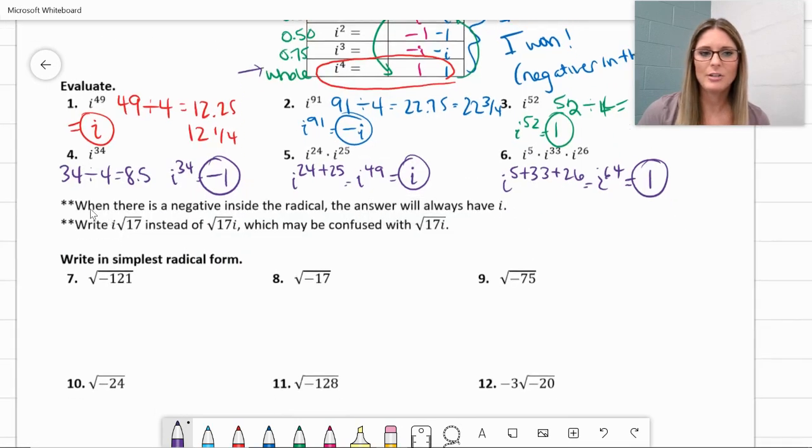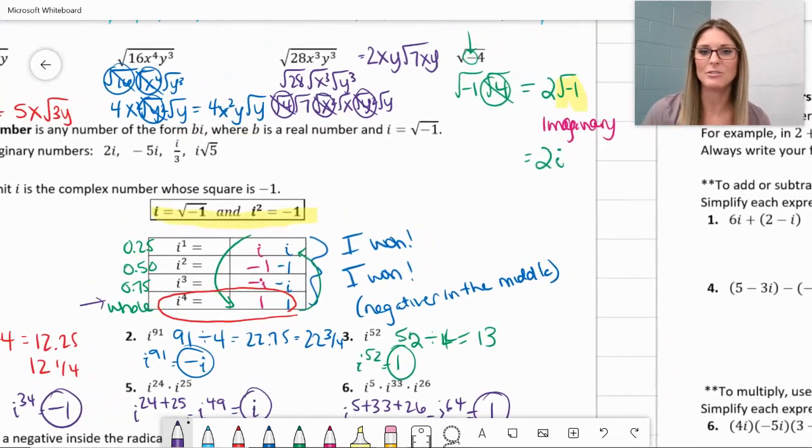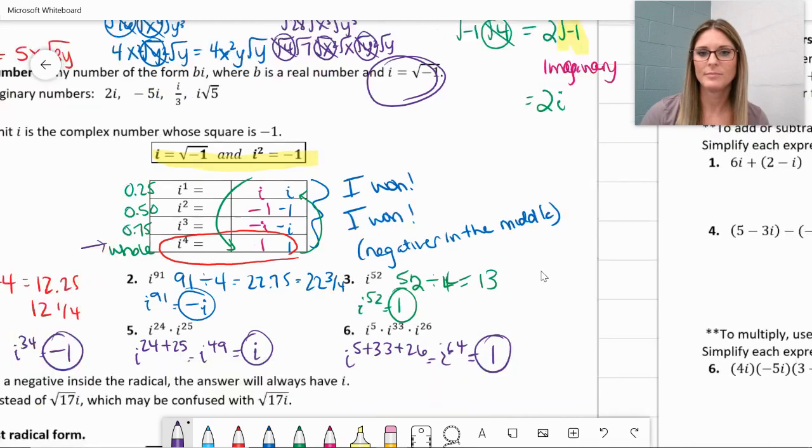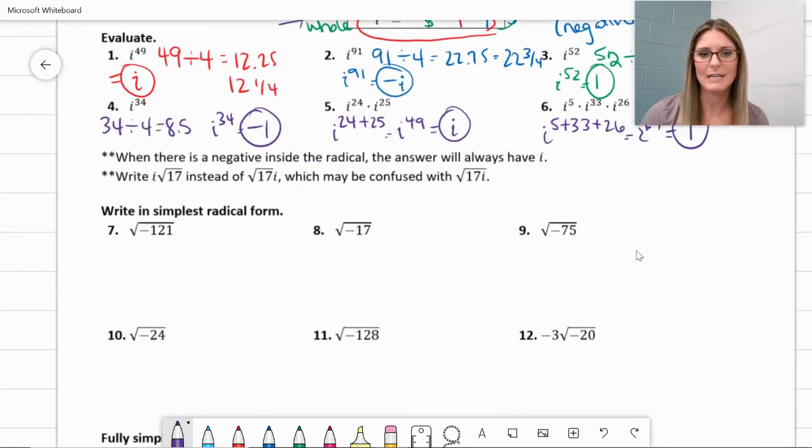Here's some extra little notes. When there is a negative inside your radical, your answer is going to have an i in it. So look at our examples below. Look at all those negatives inside the radical. All of those are going to have an i in my answer. When I finish, I better have an i, because remember our definition is i is equal to the square root of -1. So whenever I see a negative, there's going to be an i in my answer.